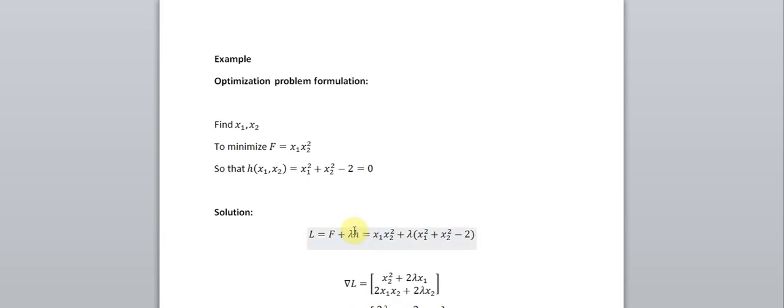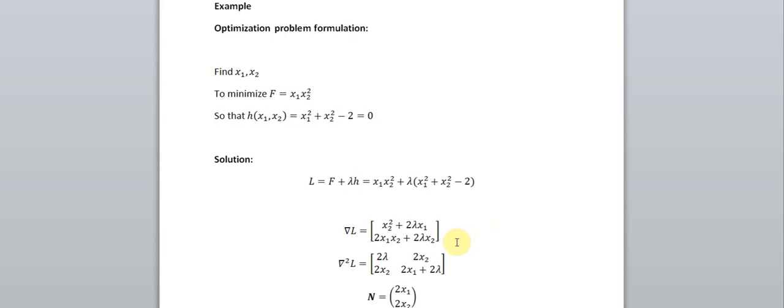So this is the Lagrangian function consisting of the objective function plus the Lagrange multiplier times the constraint. So this is the expression. The first term is the objective function. The second term is the Lagrange multiplier times the constraint.